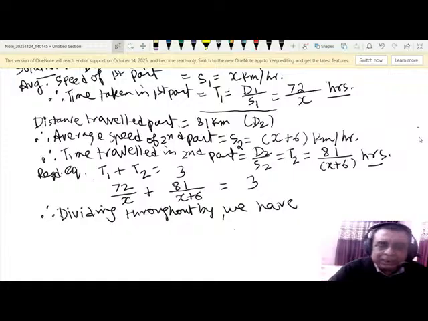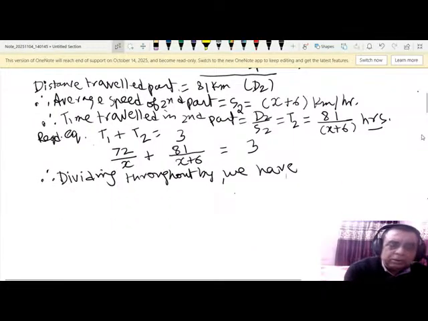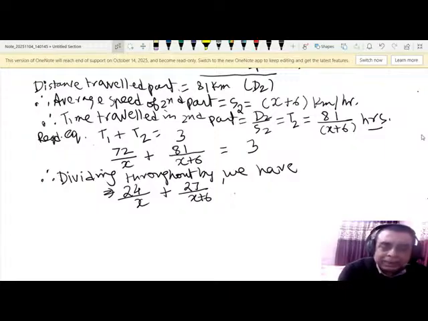So what do we have when we divide all the terms by 3? 72 divided by 3 is 24, divided by x, plus 81 divided by 3 is 27, divided by x plus 6. 7 divided by 3 is 2, carry 1, 12 divided by 3 is 4. 8 divided by 3 is 2, carry 2, 21 divided by 3 is 7, and 3 divided by 3 is 1.